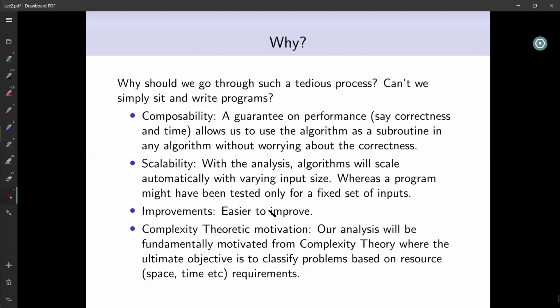That's it for today. In the next lecture, we will set up some basic apparatus like big O notation and so on. We'll also give clarity on the models, and we'll start with some sample tasks like proving lower bounds and so on. So that's it for today.